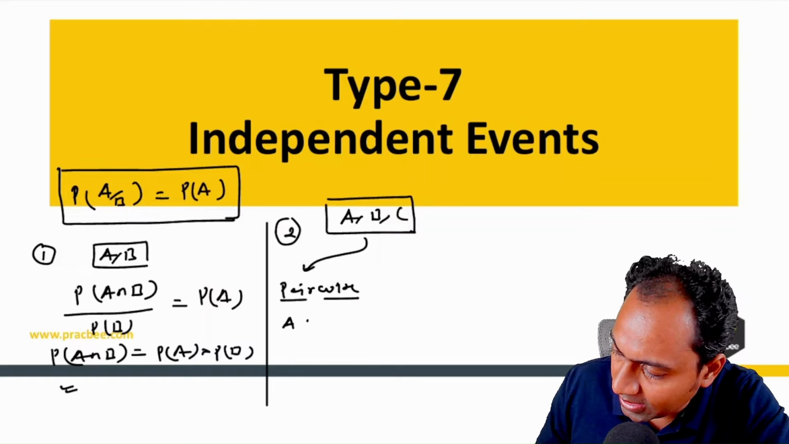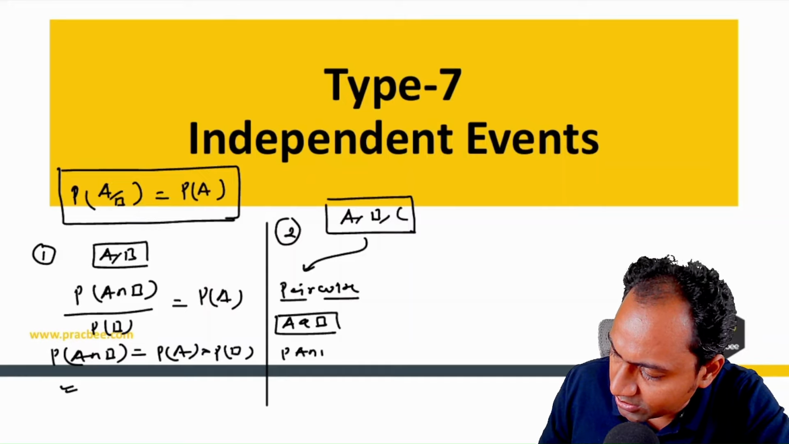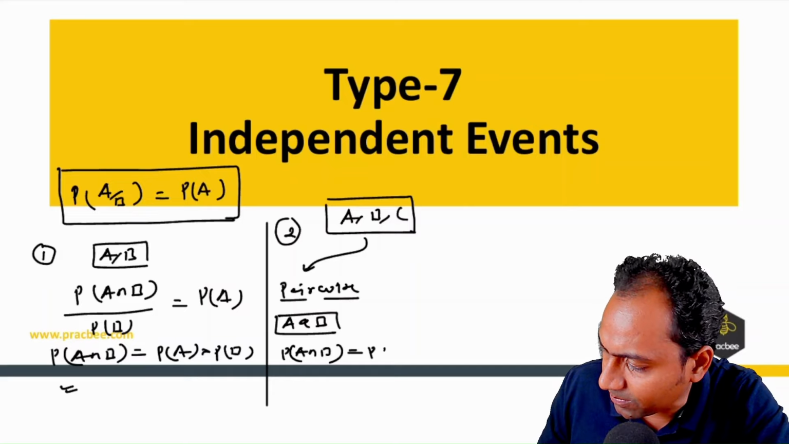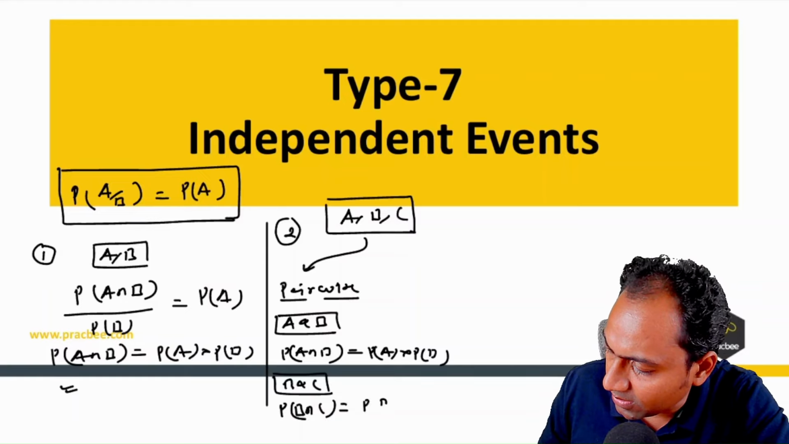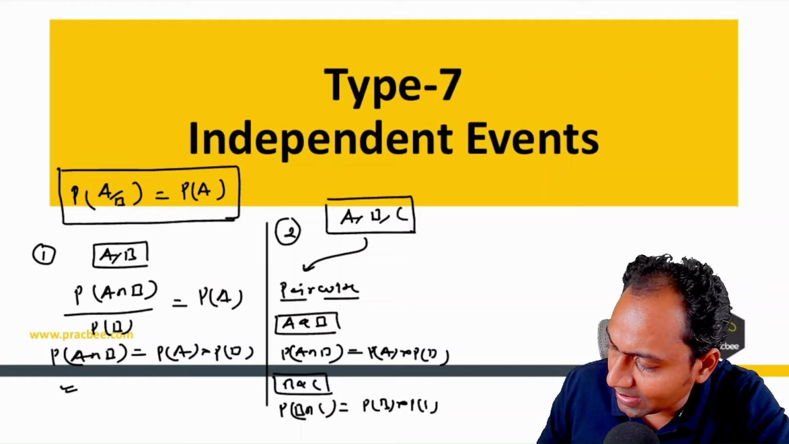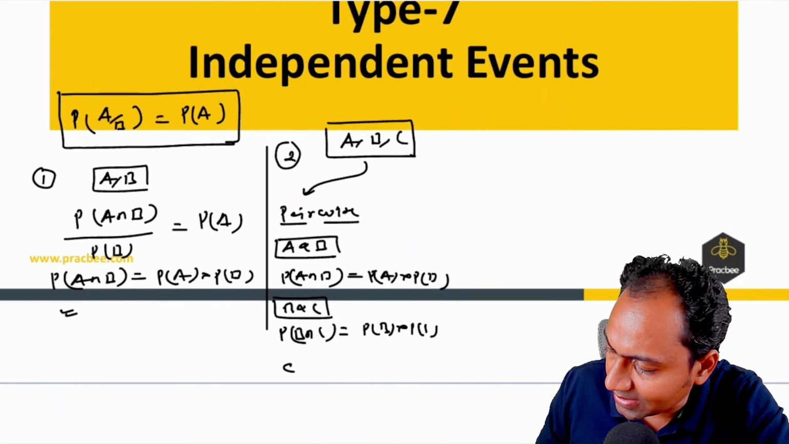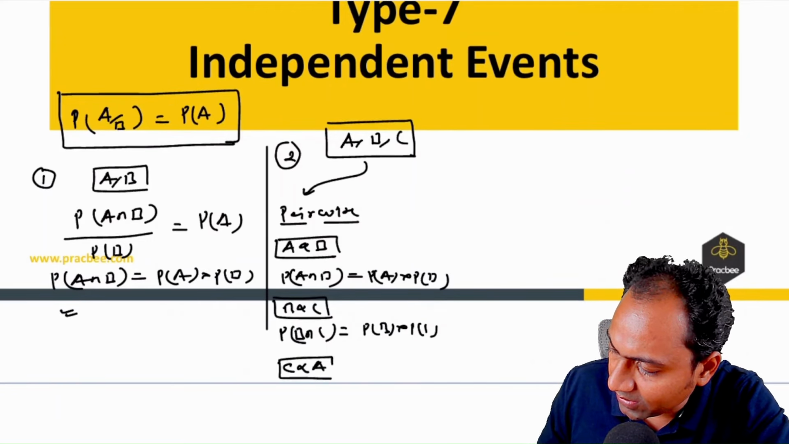So A and B is one pair. Corresponding to that, the condition would be P of A intersection B is nothing but P of A into P of B. And then B and C is another pair. For that, we can again write P of B intersection C is nothing but P of B into P of C. And then there is another pair, that is C and A. If I take that, it is P of A intersection C is nothing but P of A into P of C.